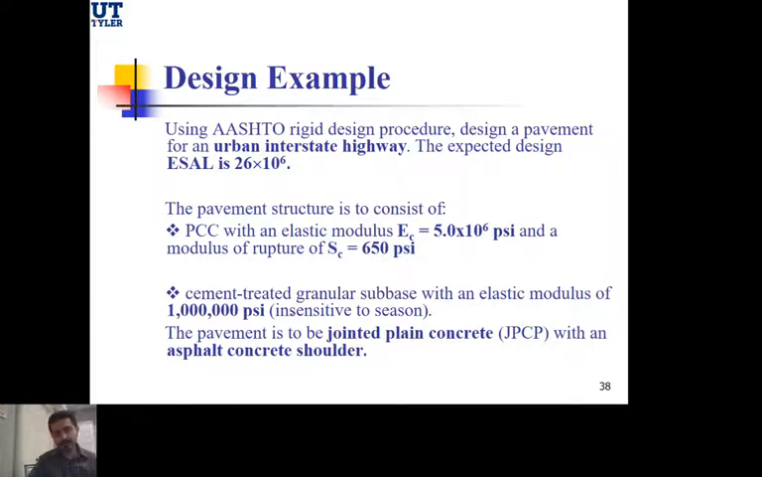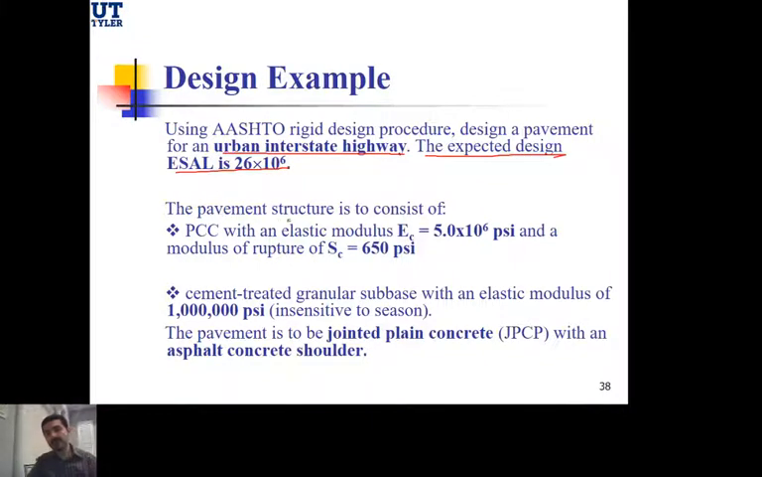So let's have an example so we understand how we can put all this together. The question asks: using the AASHTO rigid pavement procedure, design a pavement for an urban interstate highway. The expected design ESAL is 26 million.